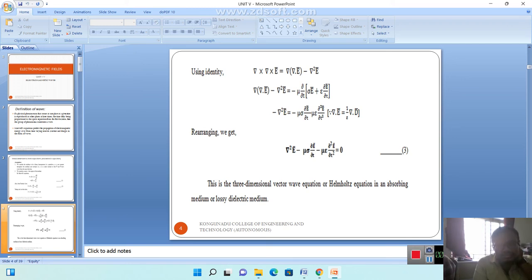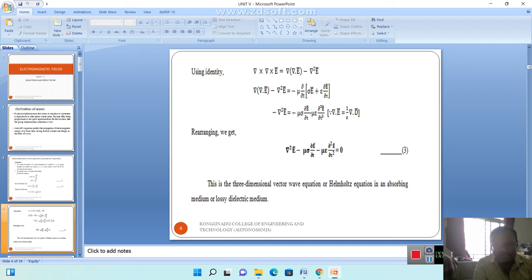To simplify the above equation, we are going to use the identity formula. So in the above equation, del cross del cross E vector is equal to del into del dot E vector minus del square E vector, because del cross del cross is del del dot minus del square. So del del dot E vector minus del square E vector is equal to, because we are going to write the electric field on one side and the magnetic field on the other side, minus mu into dou divided by dou t.